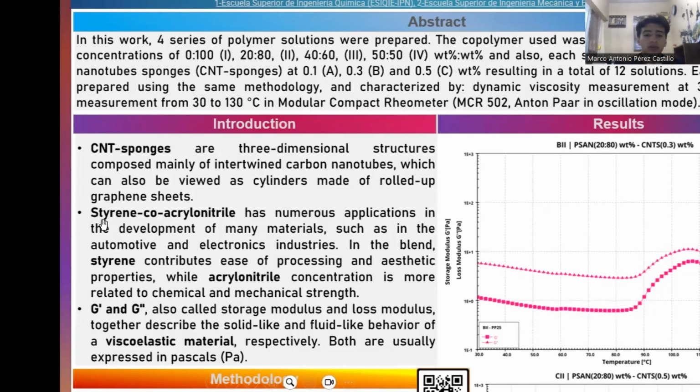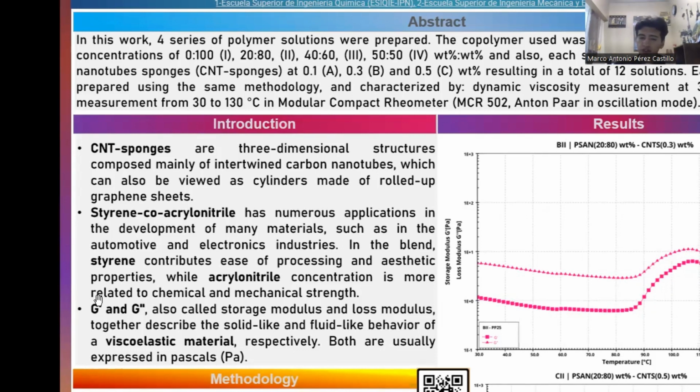Styrene-co-acrylonitrile has numerous applications in various areas. Its most commercial composition is around 80% styrene and 20% acrylonitrile by weight. In this mixture, the concentration of styrene is associated with greater ease of processing, as well as some aesthetic characteristics, while acrylonitrile provides greater chemical and mechanical resistance.